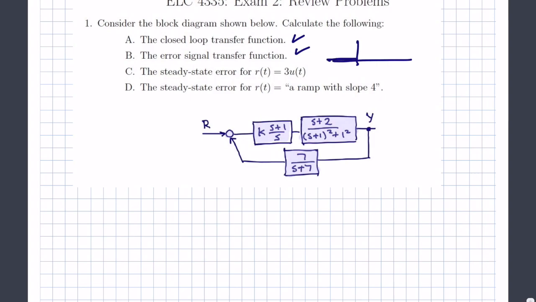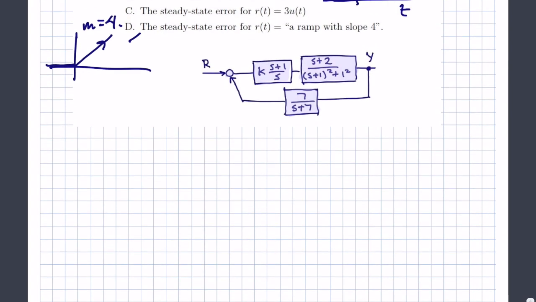All right, so that would look like a reference signal where we are at 0 and then we jump up to 3 over time. And then we're also looking at the steady state response, the error response, when we have a ramp signal that looks like this, or a reference signal that looks like a ramp, and the slope on that ramp is 4. Okay, so let's get started.